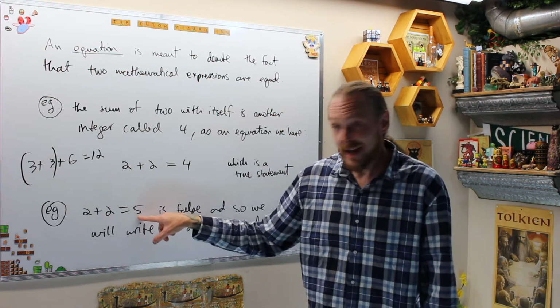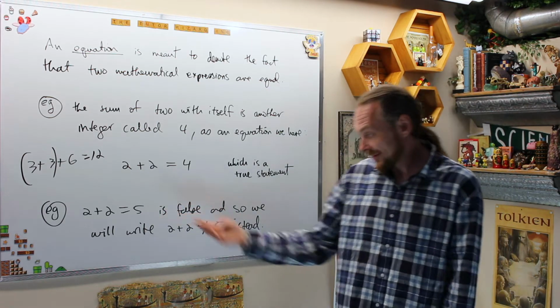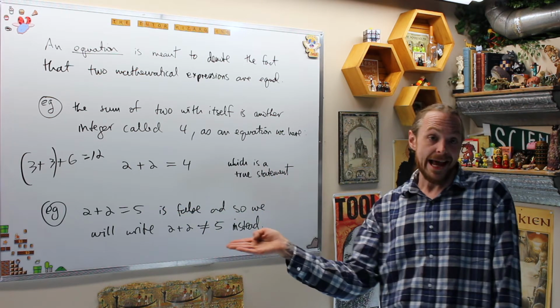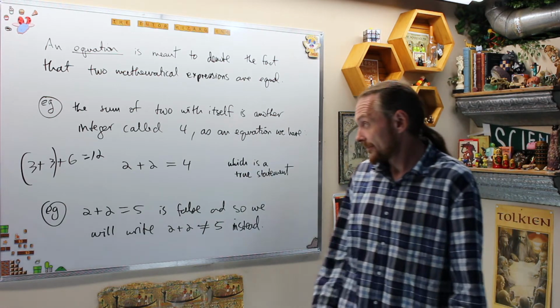If we have a statement like this, I hope you agree that this is a false statement, so we don't write that. We put the slash through the equal sign, and we're going to use the slash for not equal in any scenario.